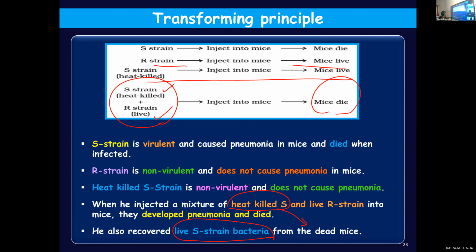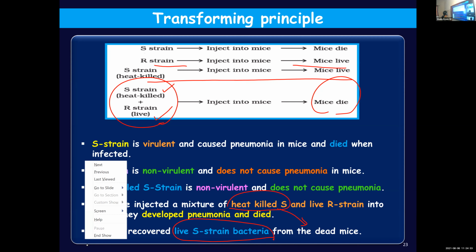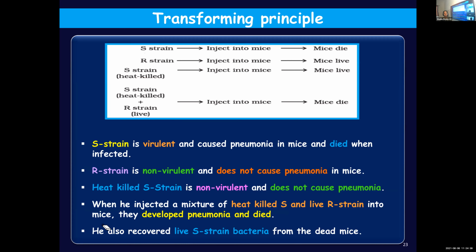So before that, let's see the points once again. You should not get confused. In four ways he carried out the experiment. First, he injected S strain into mice, and mice developed pneumonia and died. That means S strain is virulent, means it is harmful or poisonous or toxic. It can cause damage, or it can cause pneumonia and harmfully affect mice.